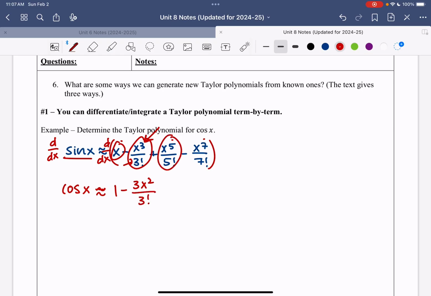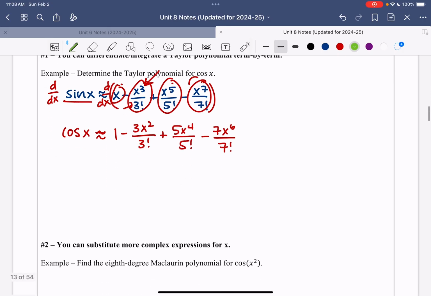Okay, same thing, we're going to do the same thing to x to the 5th over 5 factorial. Bring down my exponent, subtract 1 from the exponent. And then same thing here. I'm going to bring down that exponent, subtract 1 from my exponent. Okay, so here is our approximator for cosine of x, and I think we can actually clean this up a little bit.